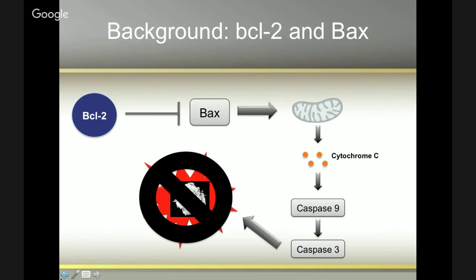My project aims to create an engineered bacterium that would ultimately detect levels of BCL2 and initiate apoptosis in cells with high levels of BCL2.